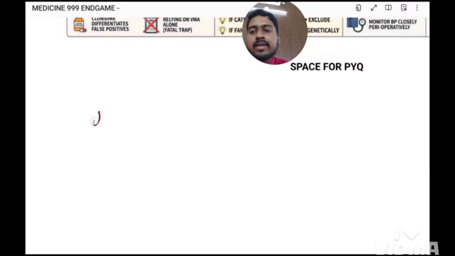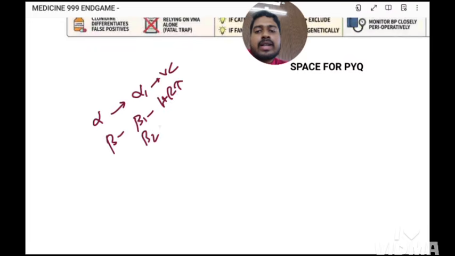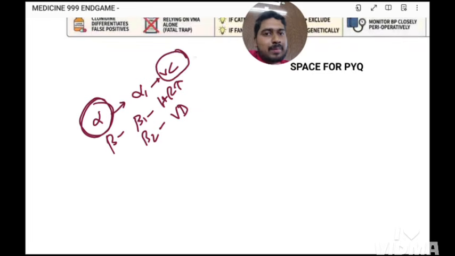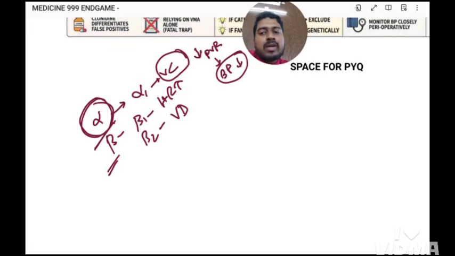I'll just write it down. Alpha 1 is vasoconstriction, beta 1 is increased heart rate, and beta 2 stimulation causes vasodilation in the skeletal muscles. Now what happens if you do alpha blockade first? Vasoconstriction will be prevented. So when vasoconstriction decreases, peripheral vascular resistance decreases, as a result of which BP will come under control. After giving alpha blockade, you give beta blockade to control heart rate, and then you will decrease heart rate. That is normally how it should go.